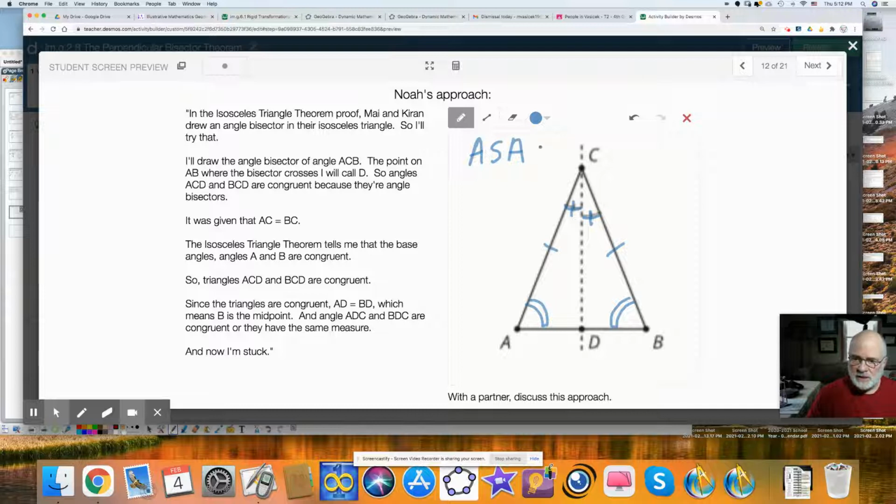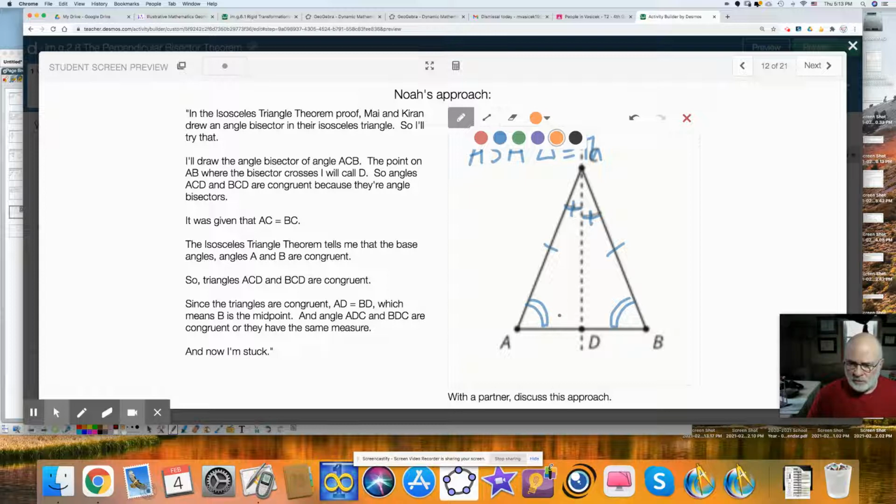It's because of the angle side angle triangle congruence theorem. This says that two triangles with two angles that are congruent, and the side that's in between, the included side, proves that the two triangles are congruent. And then he goes on and does more without giving me any reasons. He says, since the triangles are congruent, AD is equal to BD.